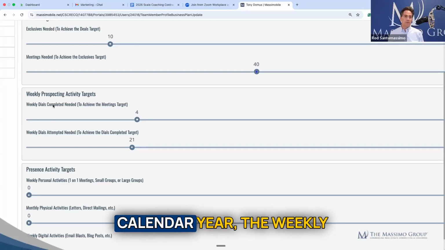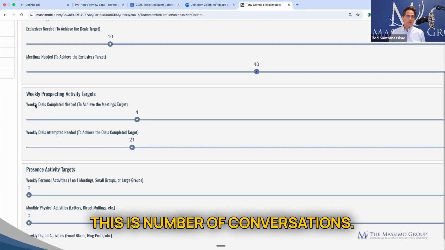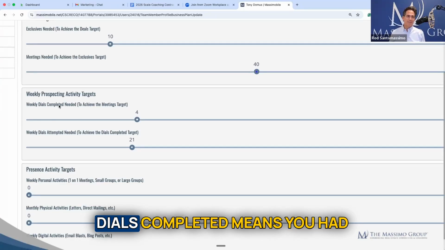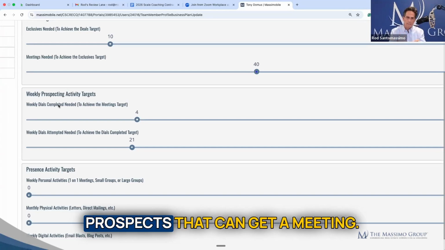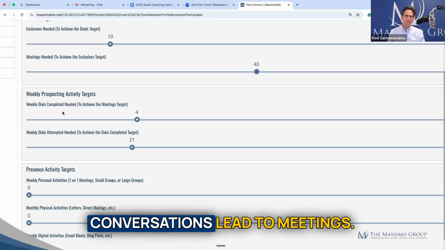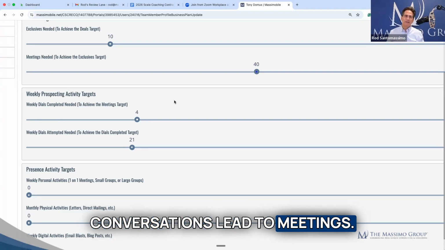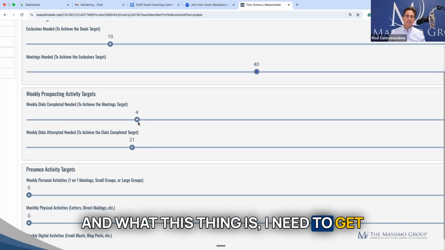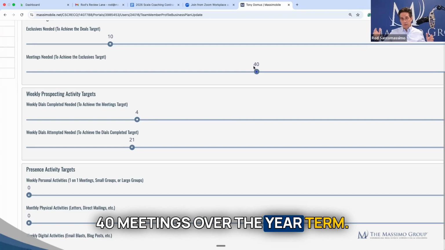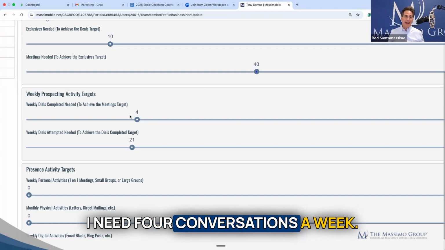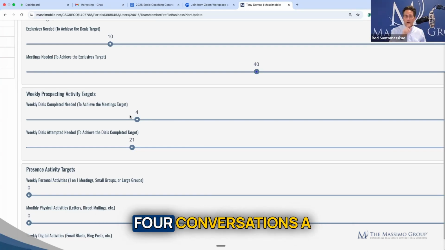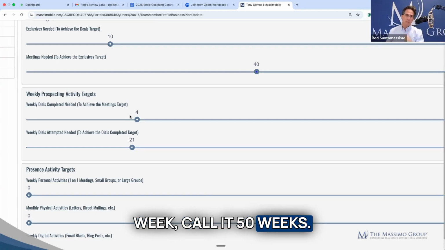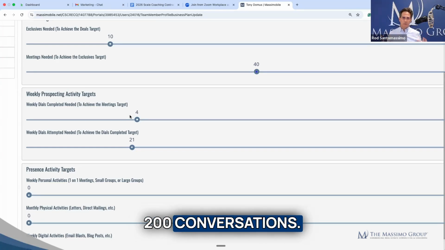This is based on the whole calendar year, the weekly prospecting activities. This is the number of conversations. Dials completed means you had conversations with qualified prospects that can get a meeting. Conversations lead to meetings. I need to get 40 meetings over the year term. I need 4 conversations a week. Just do the math: 4 conversations a week, call it 50 weeks, 200 conversations.